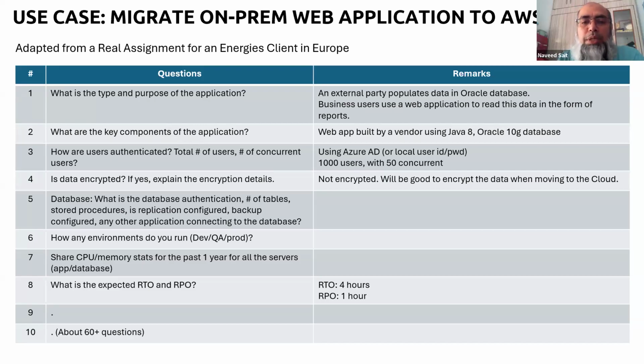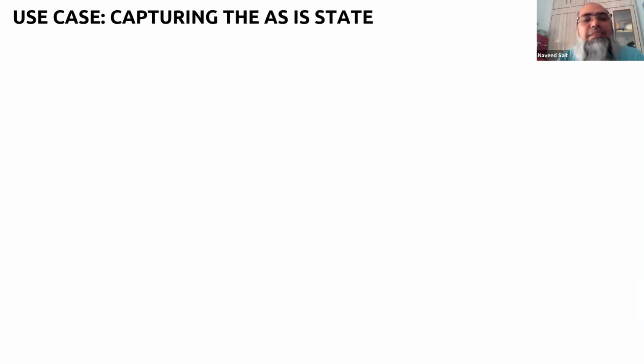When you have data, it better be secure. Okay, nobody should be able to hack and get into it. So there are multiple layers of security we talk about. Then the database, what kind of database do you use? So we keep asking these questions, right? And about 60 plus questions, right? So we adapt this questionnaire to various applications.